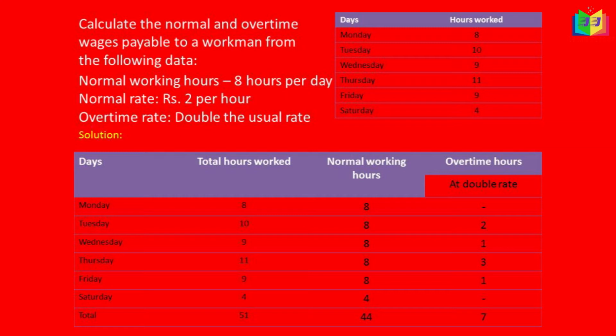Saturday is considered a half working day. So the hours worked here is 4 and the normal working hours is also 4, so no overtime here. This is how we have to calculate the overtime hours. For these overtime hours, the wage is to be doubled. The normal wage here is 2 rupees and for overtime it is 4.